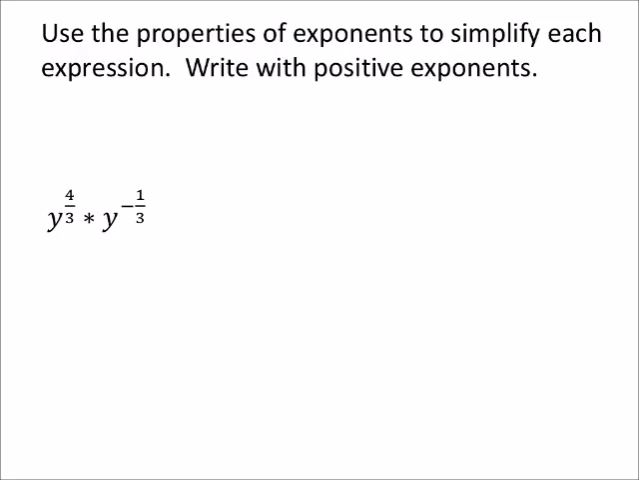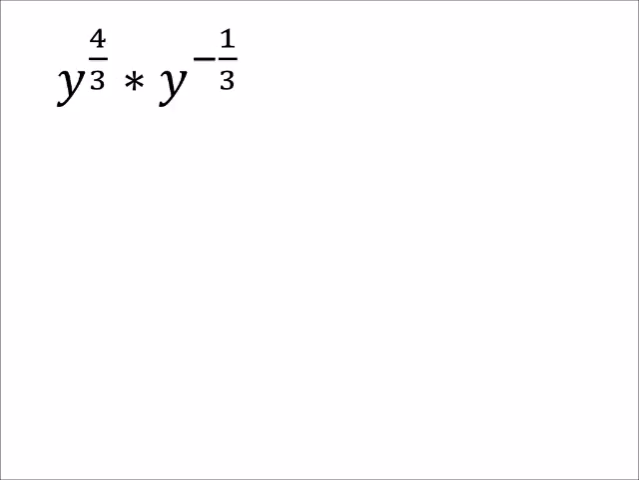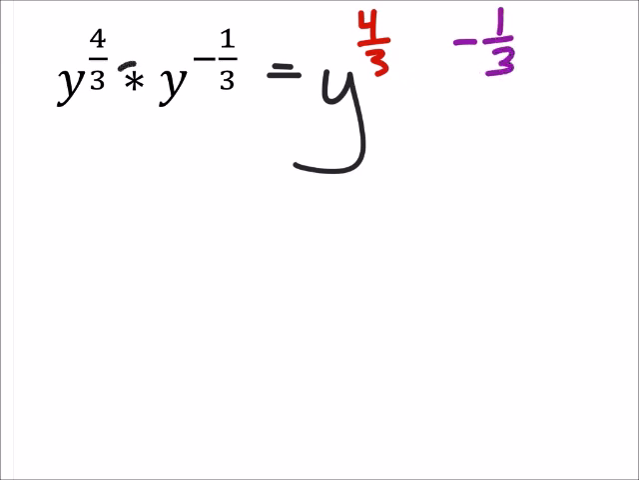Seems like we did one like this already, right? So on this one, we have the common base of y, but we have our two exponents, 4/3, and we also got a negative 1/3. Now, since we're multiplying these two together, we're just going to add those using the exponent rules.